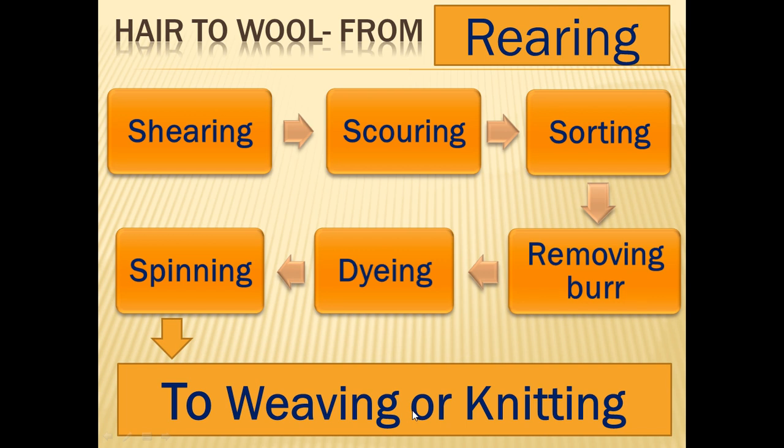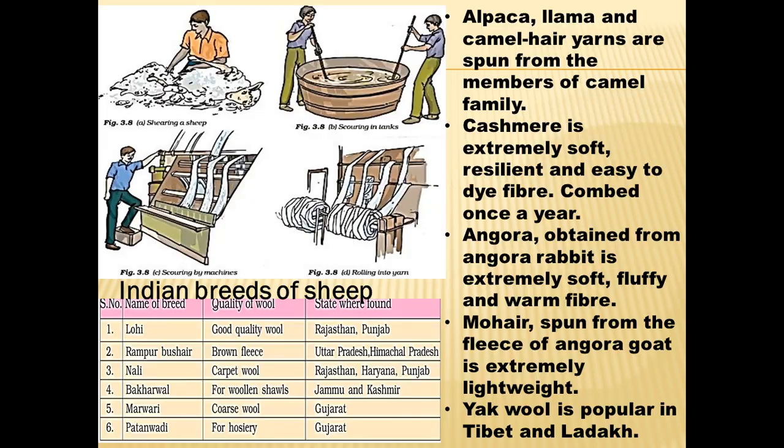Let's see what we have more to this. Some of the Indian breeds of sheep which are very popular: Lohi, which gives a good quality of wool and comes from Rajasthan, Punjab. Rampur Bushair, which gives brown fleece, from Uttar Pradesh, Himachal Pradesh. Nali, carpet wool, from Rajasthan, Haryana, Punjab. Bakharwal, for woolen shawls, from Jammu and Kashmir. Marwari, coarse wool, for handweaving, from Gujarat. Patanwadi, for hosiery, from Gujarat.